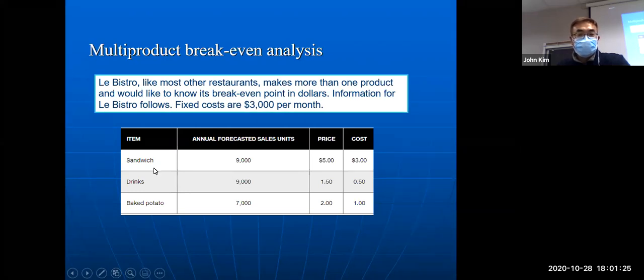Three products: sandwich, drink, and baked potato. And the annual forecast sales units are 9,000, 9,000, and 7,000. And price $5, $1.50, and $2. And then this is the variable cost: $3, 50 cents, and $1.